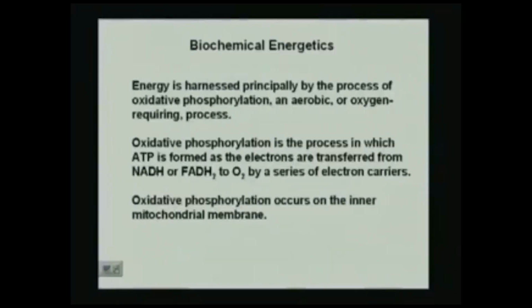Continuing our discussion on biochemical energetics, what we learned last time was that we need the process of oxidative phosphorylation to create ATP. Now we are going to see how that process actually works in the inner mitochondrial membrane. Basically, in an aerobic, or oxygen-requiring, process, this energy is harnessed by oxidative phosphorylation, which is the formation of ATP.